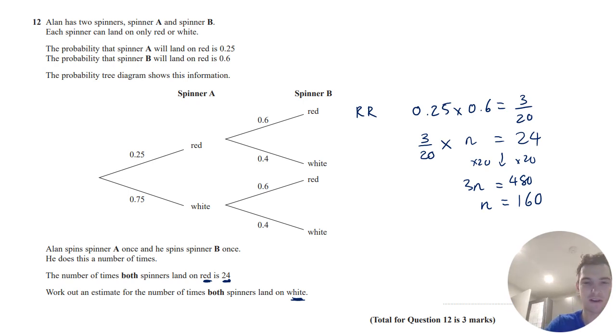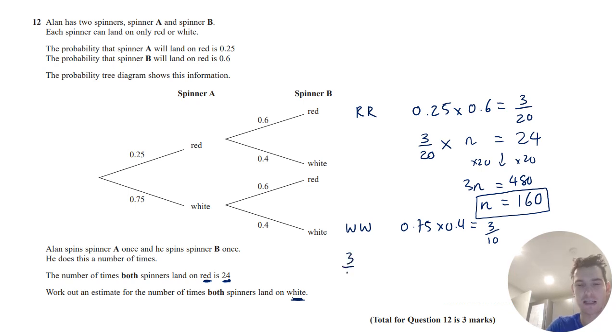Now that I've got the number of times he spins both spinners, it now tells me to work out the number of times both spinners land on white. So I'm going to do white, 0.75 times 0.4, which is 3/10. And I now need to do 3/10 multiplied by 160, which is 48. And that gives me my answer. Okay, next question.